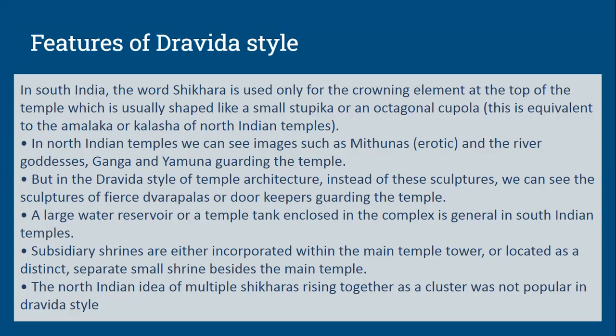The other aspects of the Dravida style: usually in North India we find that at the entrances there are river goddesses, Ganga, Yamuna, or Mithunas, which are the erotic figures. Such figures are seen in the Nagara style, whereas in South India, in the Dravida style, instead of these river goddesses, we find Dwarapals and Dikpals. Dwarapals are nothing but the doorkeepers, and Dikpals are the guardians of all the directions. We'll be seeing them as we go through the different temples. So just remember, in South India, we have Dwarapals and Dikpals.